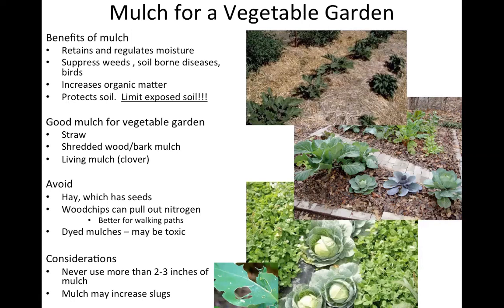It will actually suck up the nitrogen from your garden to finish composting. We'll talk more about that in the composting class. I use wood chips for paths, but I never put wood chips on top of a garden; it's just not good for mulch. And dyed mulches can have toxic stuff. You never want to put more than 2 or 3 inches of mulch, or it's going to prevent water from seeping in.